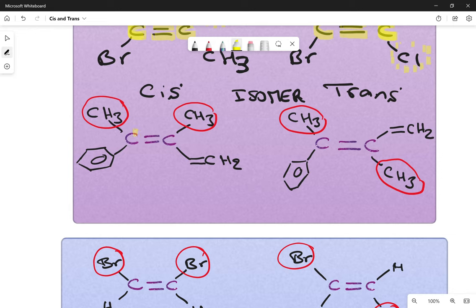Again, you have C double bond C. One carbon of the C double bond contains methyl, and on the other carbon of the double bond, another methyl. So we call it also cis. Another example, C double bond C. One carbon of the C double bond contains methyl, and diagonally there's another methyl. This we call trans.